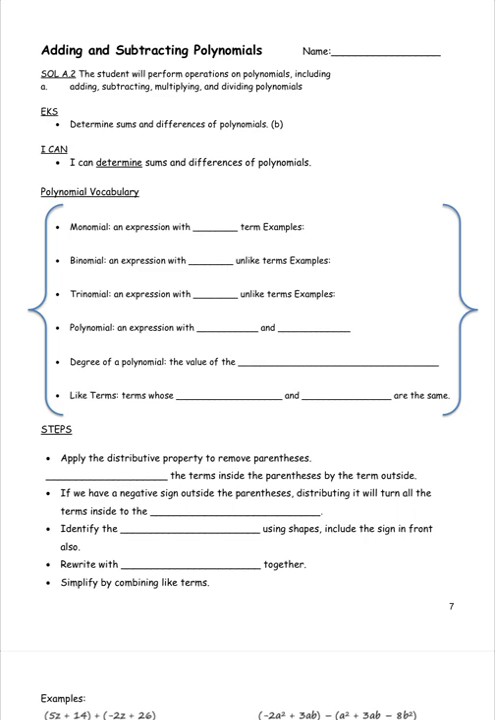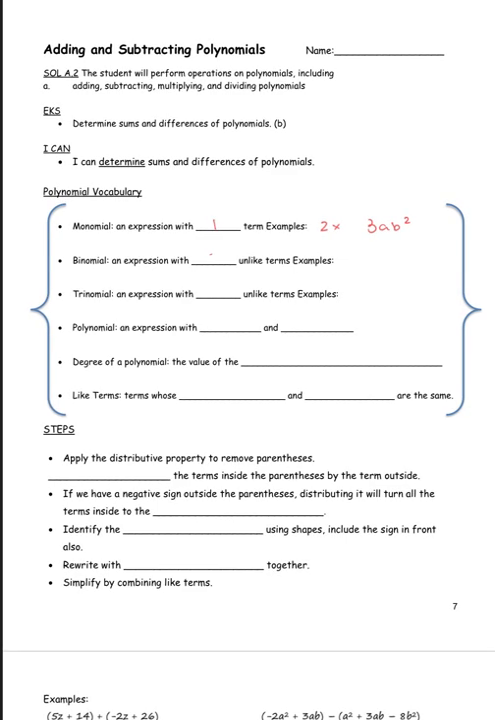So let's look at some vocabulary before we start off. A monomial expression is an expression with one term. For example, we have 2x, 3ab squared. Those are one term, all right, separately. So 2x is one term and 3ab squared is one term, okay? A binomial is an expression with two unlike terms. So meaning after you simplify, there's nothing else that you can do. So a plus b represents a binomial expression because, again, we can't combine that a and b together. It has to stay as is.